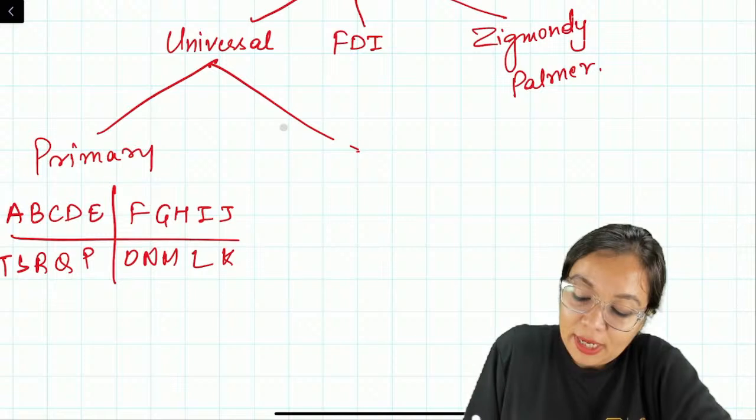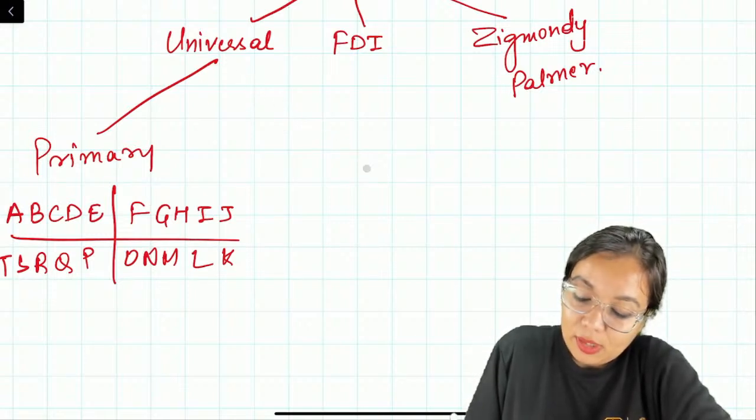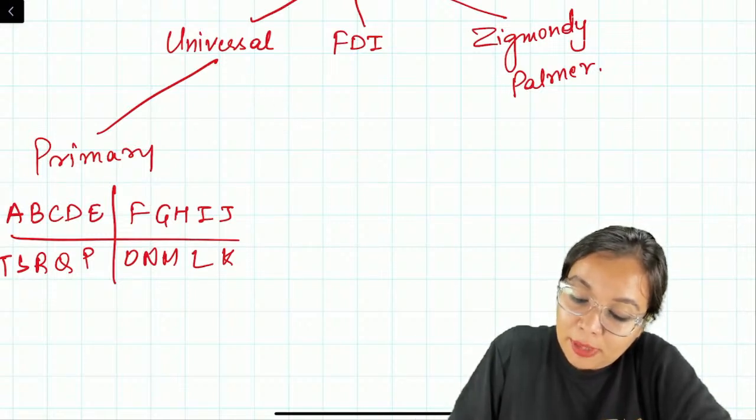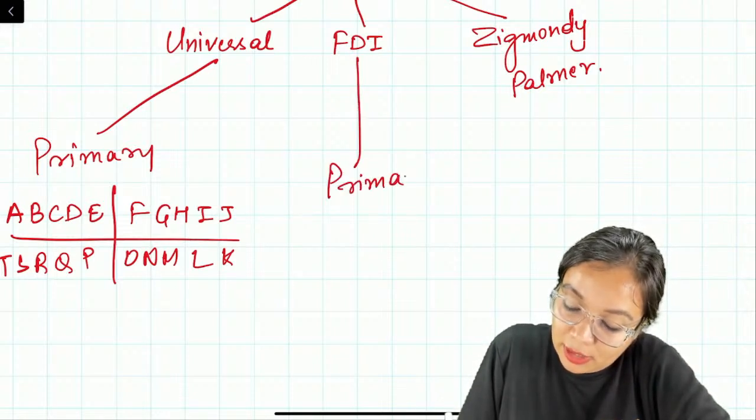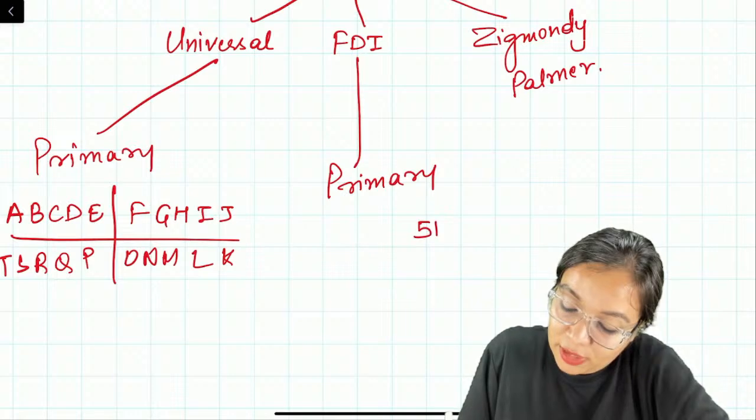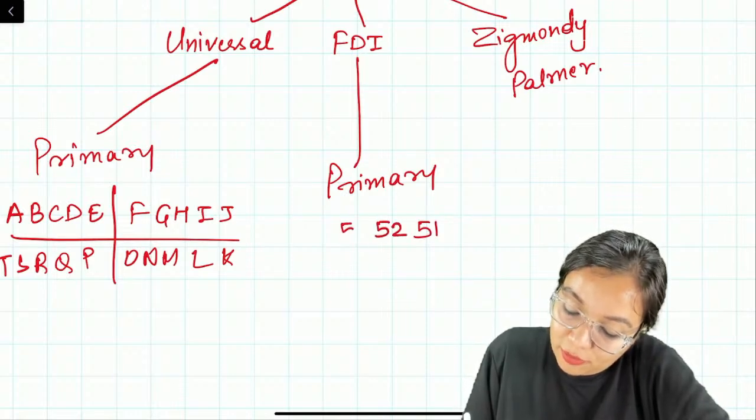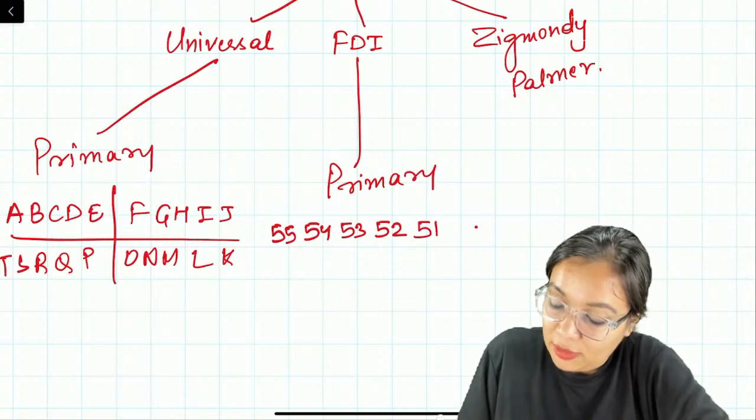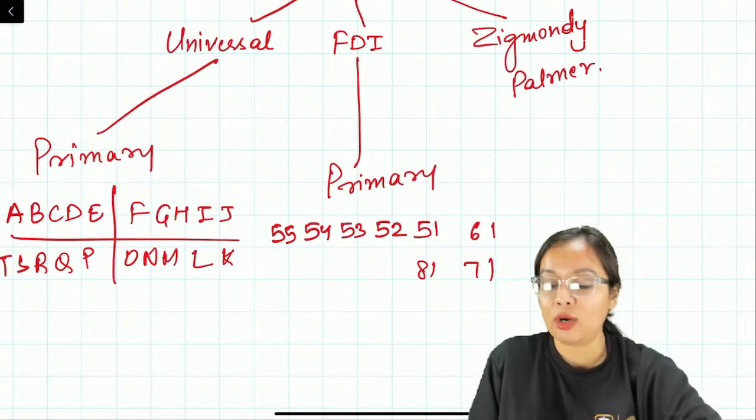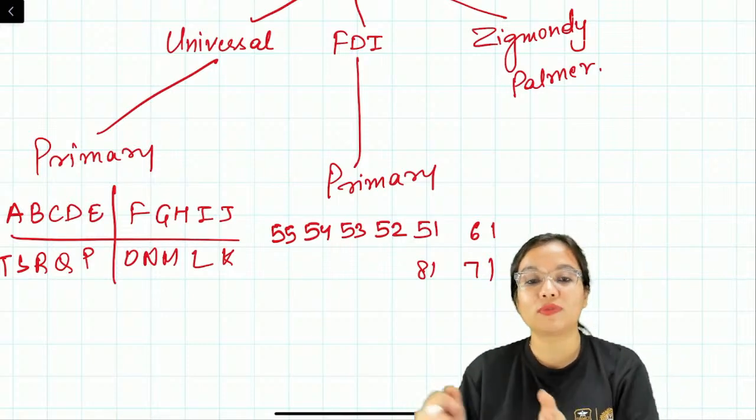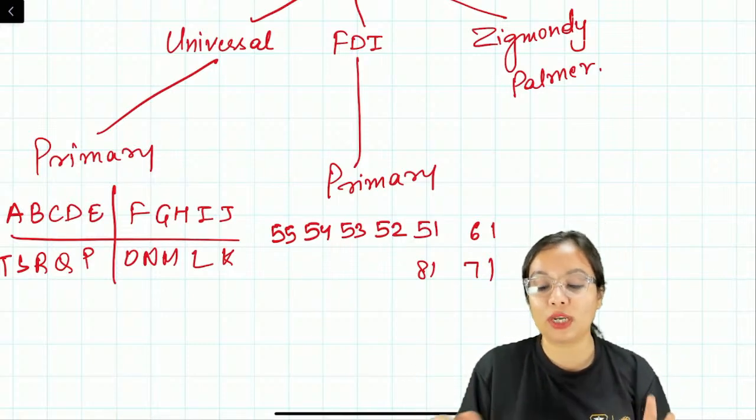In the FDI, the primary is denoted something like this. So these are the primary teeth in the FDI: 5-1, 5-2, 5-3, 5-4 and 5-5. Here we have 6-1, 7-1, 8-1. So this is how it is denoted: 6-1 to 6-5, 7-1 to 7-5, 8-1 to 8-5.